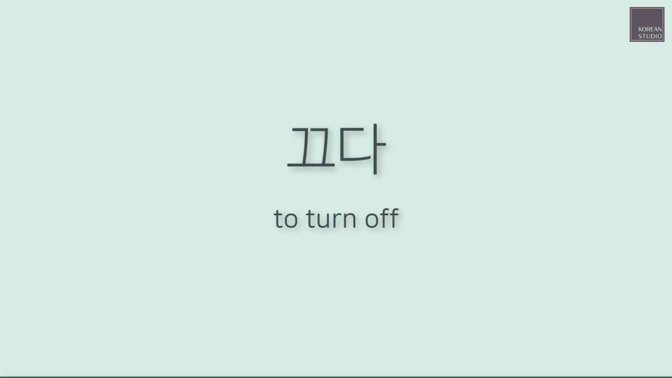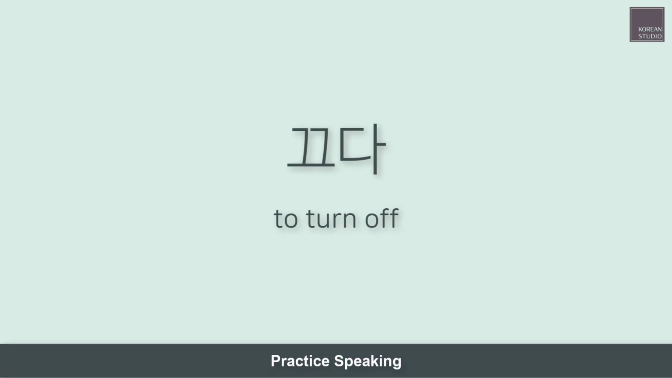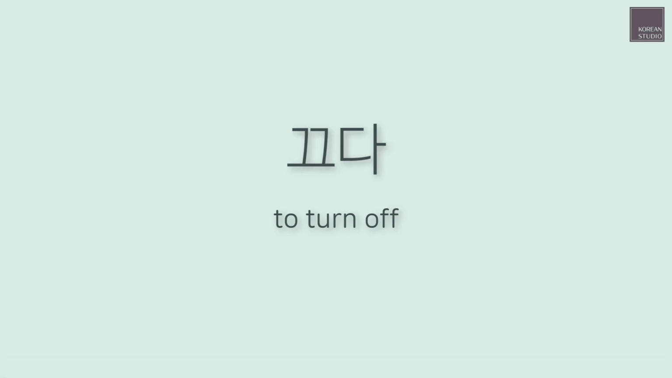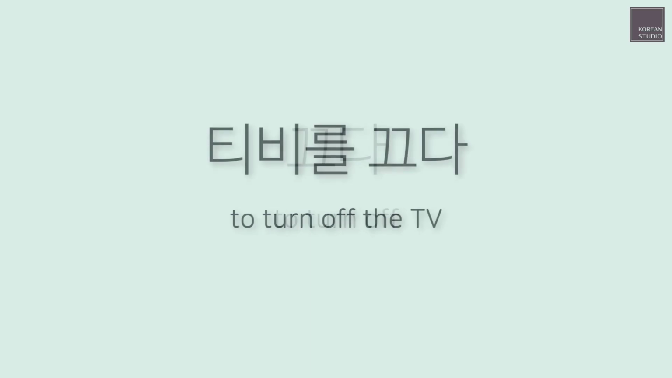Now, in the previous lesson, we learned that the verb to turn on in Korean is 켜다. So in this lesson, we'll learn the verb to turn off. And this is 끄다. Let's practice saying that. Repeat after me. 끄다. That's great.